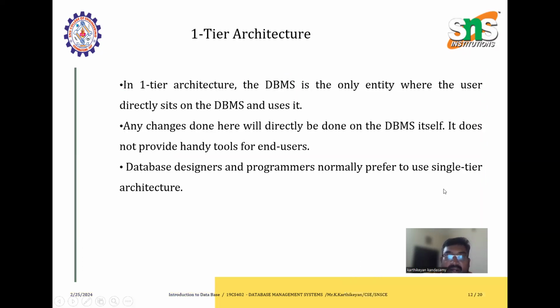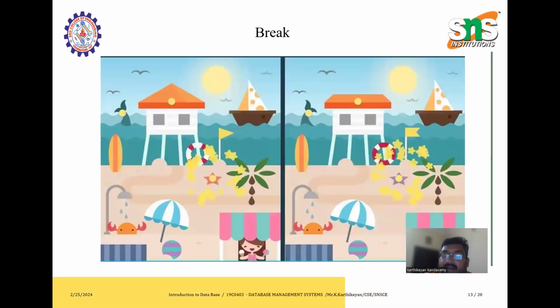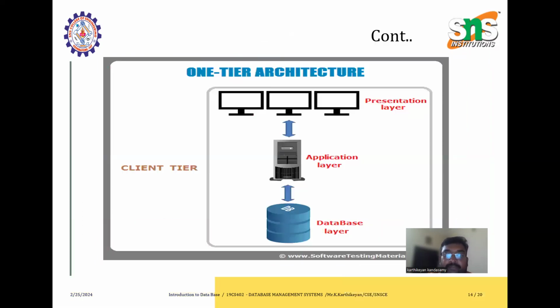This is a tier 1 architecture, based on a single entity where the user directly uses the DBMS. Any changes done here are done directly on the DBMS itself, and it does not provide handy tools for end users. Database programmers normally prefer using single-tier architecture. And this is a break. If anyone of you can find out which one this is? Yes, correct. This is a one-tier architecture. The client-server, presentation layer, application layer, database layer.